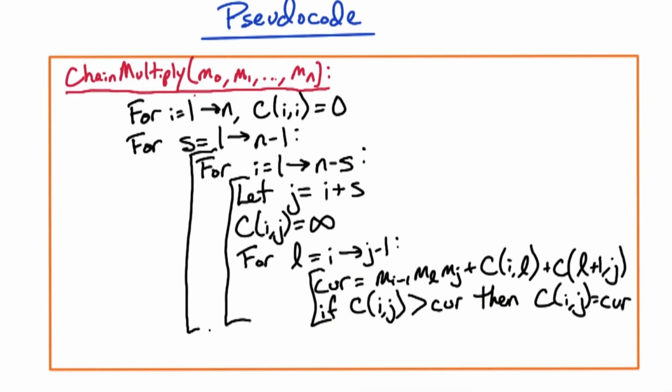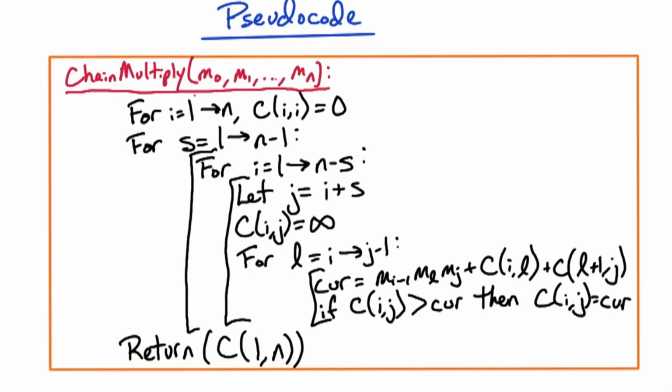Finally, what do we return? Our final answer is the top right of our matrix. We return this entry C_1n, which corresponds to the minimum cost for computing the product of the matrices A_1 through A_n. That completes our dynamic programming algorithm.